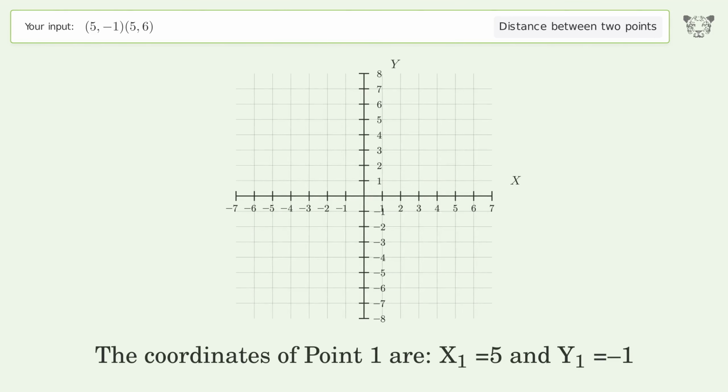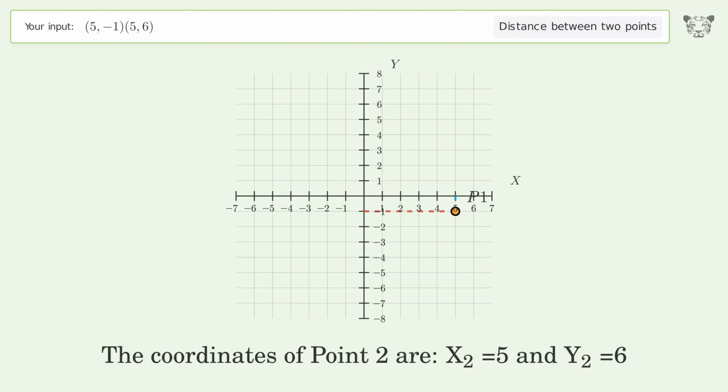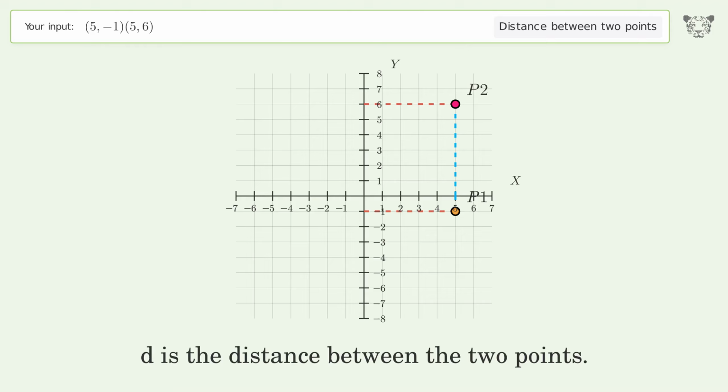The coordinates of point 1 are x1 equals 5 and y1 equals -1. The coordinates of point 2 are x2 equals 5 and y2 equals 6. D is the distance between the 2 points.